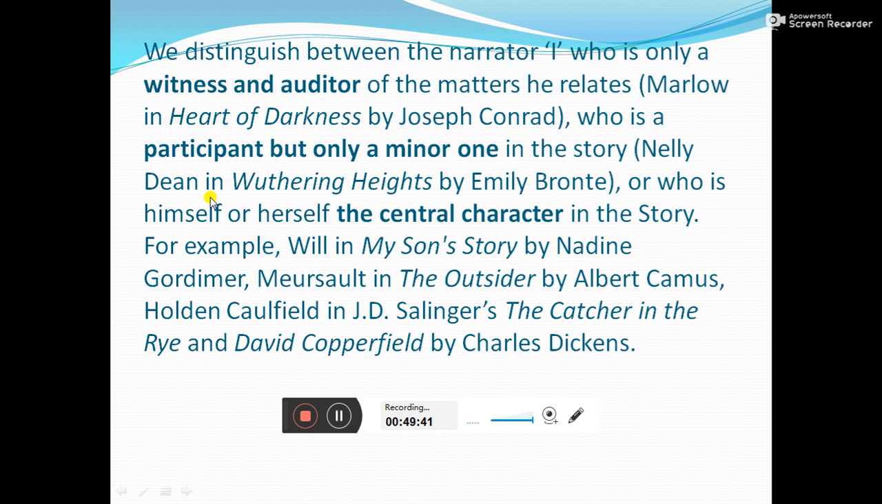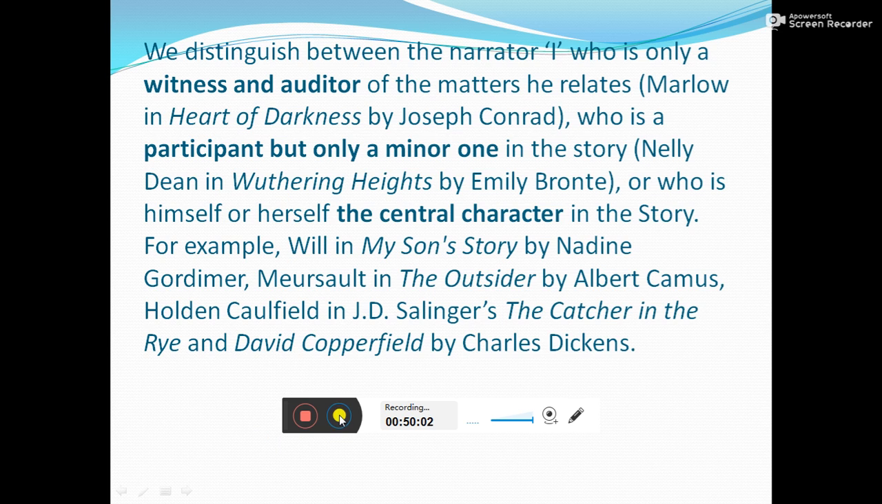For example, in the famous novel Wuthering Heights by Emily Bronte, Nellie Dean is a governess and she is not a major character, but only a minor character, and she tells the story of the protagonists, that is Heathcliff and Catherine.